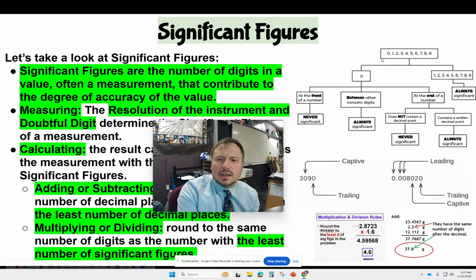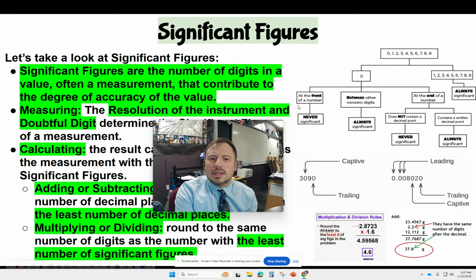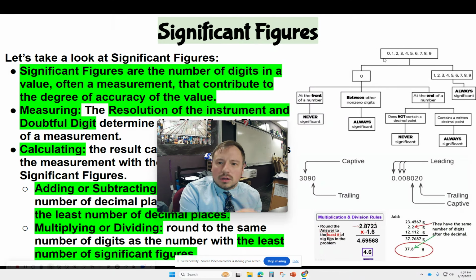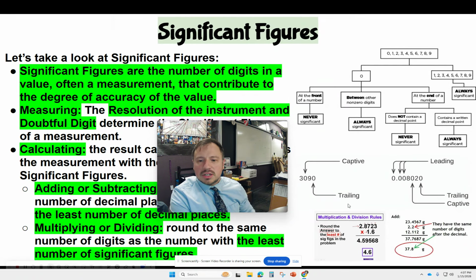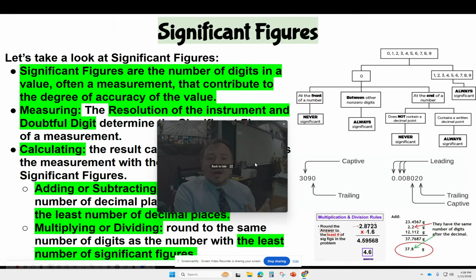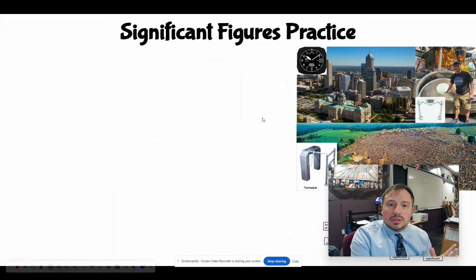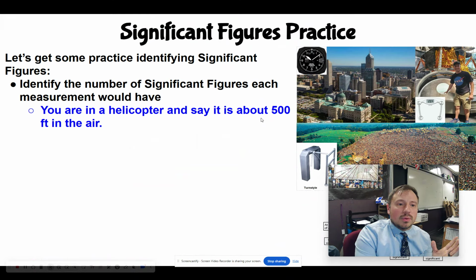Here are the rules. Yes, there are confusing rules. Zero can sometimes be a significant figure. 1 through 9 are always significant figures. We've got trailing, captive, and leading zeros. And here are some rules for multiplication, division, and adding. But I just want to go through some examples as to why it's important.